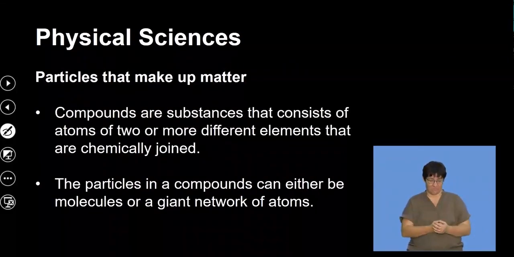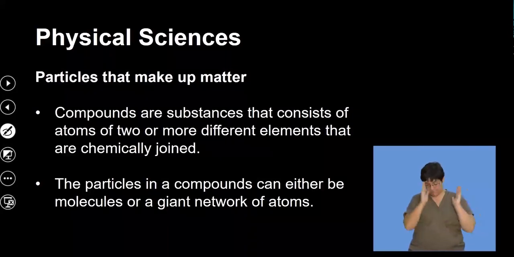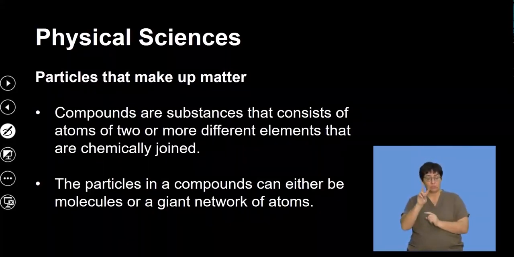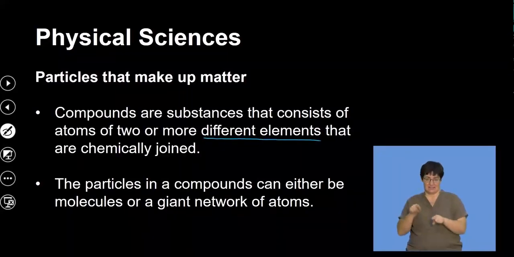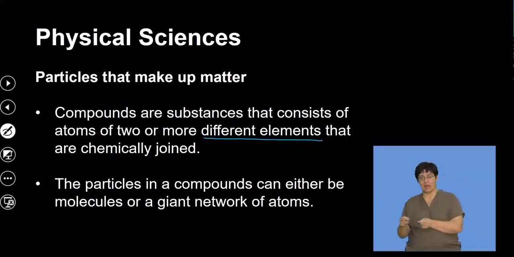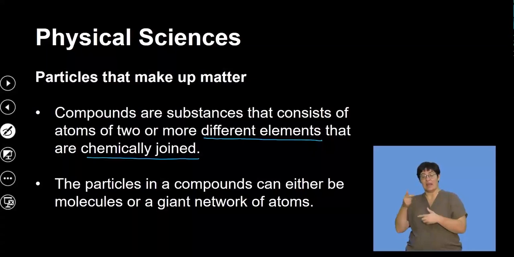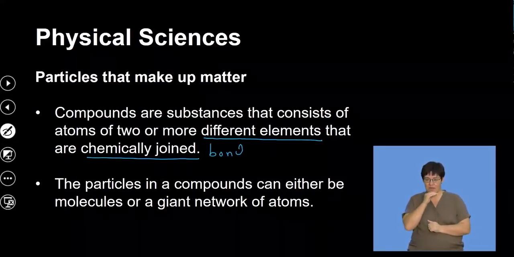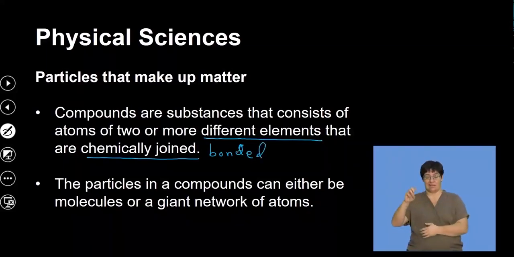If we shift our attention to compounds, these are substances that consist of atoms of 2 or more different elements. Remember, the elements in a compound must be different and they must be chemically joined. If they're chemically joined together, sometimes we describe them as being bonded to each other.